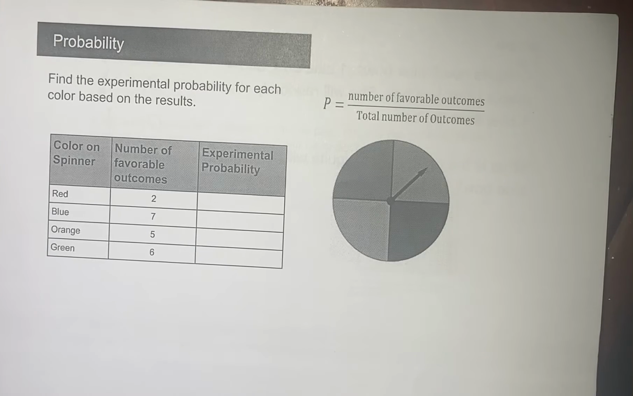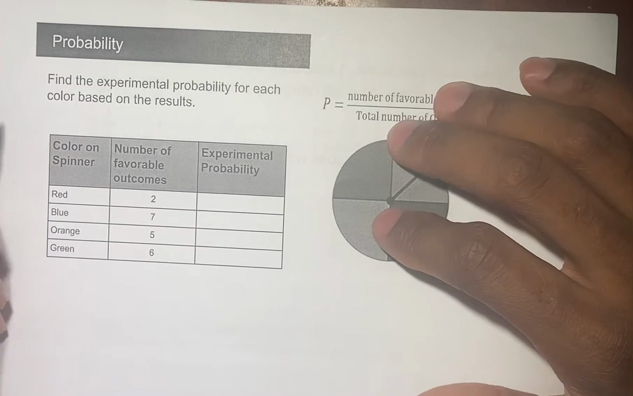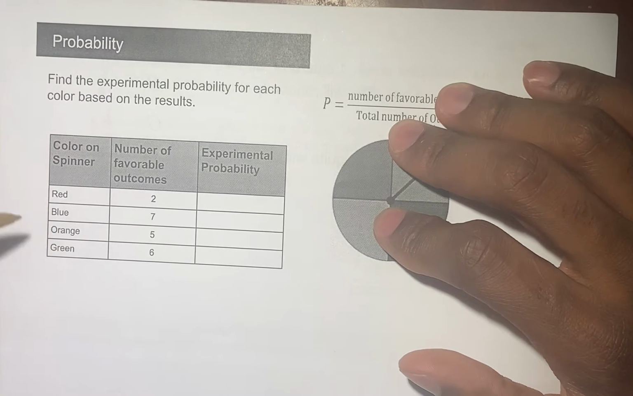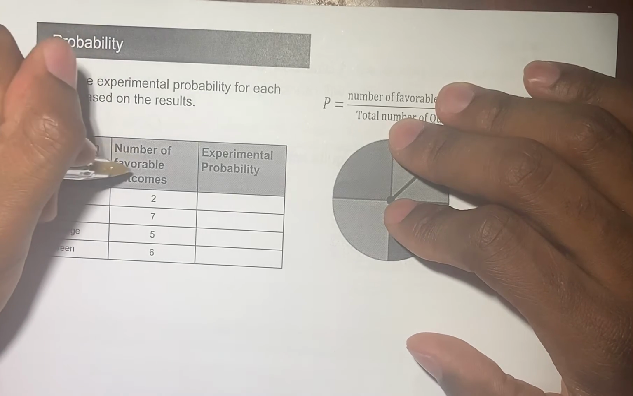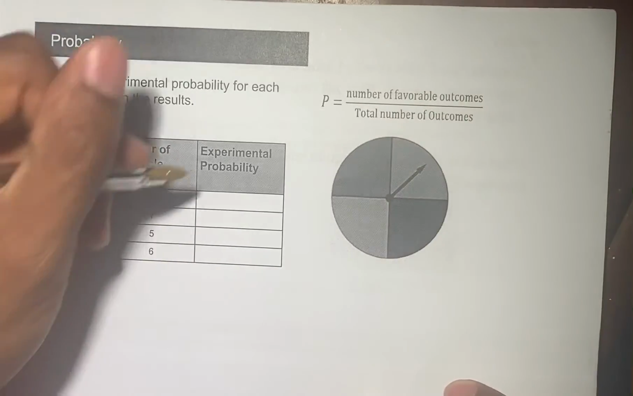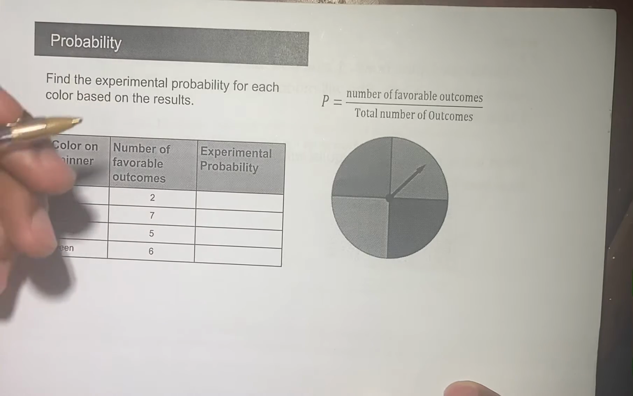All right, let's do this problem over probability. Find the experimental probability for each color based on the results. Color on spinner: red, blue, orange, green. Number of favorable outcomes: 2, 7, 5, 6. The experimental probability. All right?